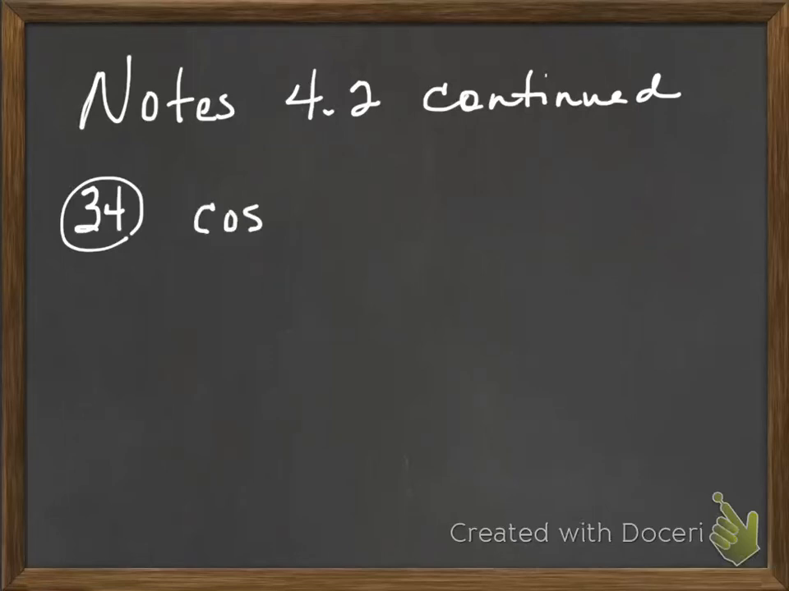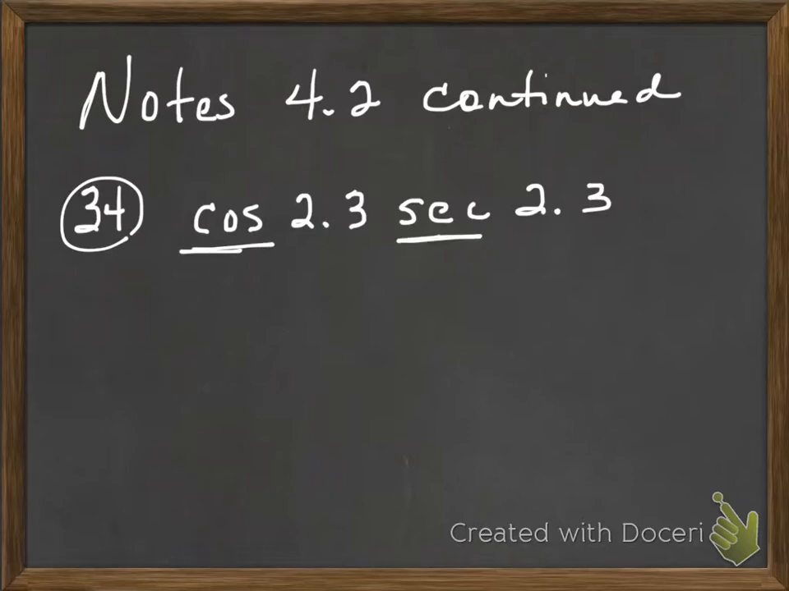Alright, number 34 is telling us to take cosine of 2.3. That would be 2.3 radians because there's no unit measure marked on the 2.3, so that's understood radians, times secant of 2.3. The directions say use an identity to find the value of each expression. Do not use a calculator.